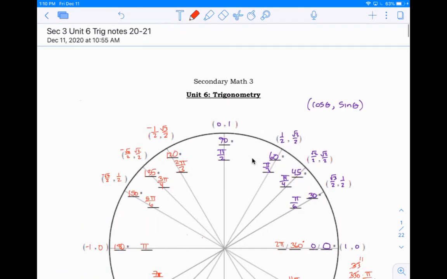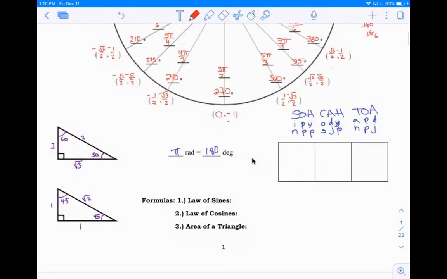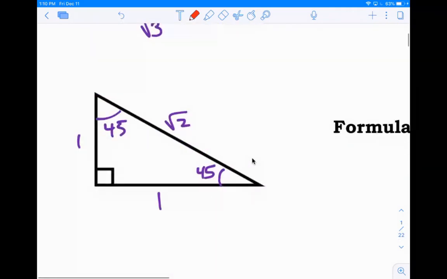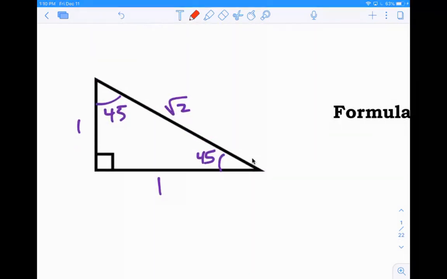Hello, and welcome to the first video for 6.4. We are talking about inverse trig functions. Okay, we're actually going to start this conversation on the cheat sheet page. I'm just borrowing an example of a triangle. So I'm going to use the 45, 45, 90 triangle.